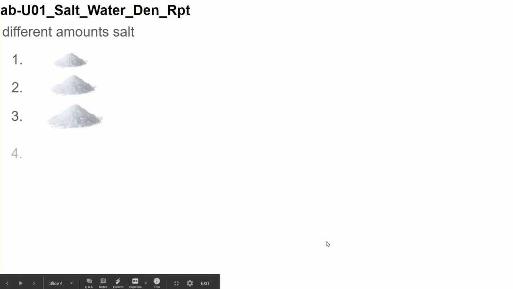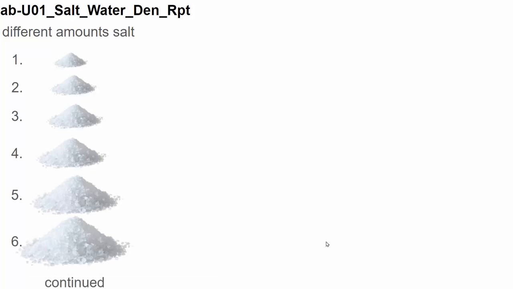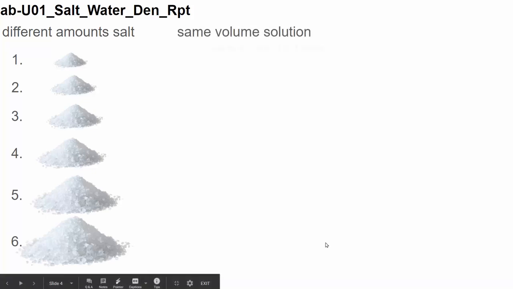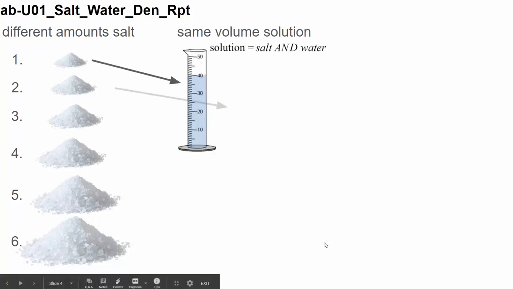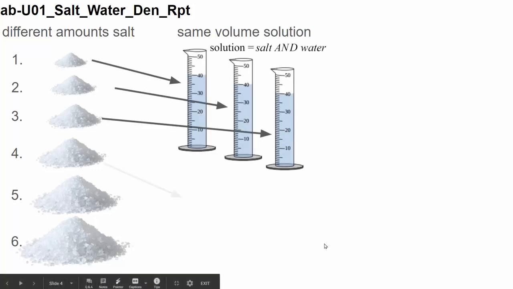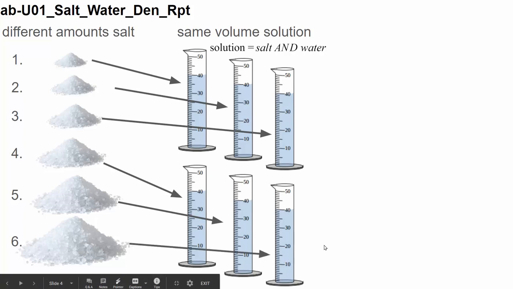So I don't have 10 different solutions here, but I've got 6 here. Okay. So 6 samples of salt, but we're going to have the same volume of solution. The trick for you guys is to figure out each time how to get the same volume. Now, this illustrates the fact that we have 40 milliliters, but you might choose some different amount.